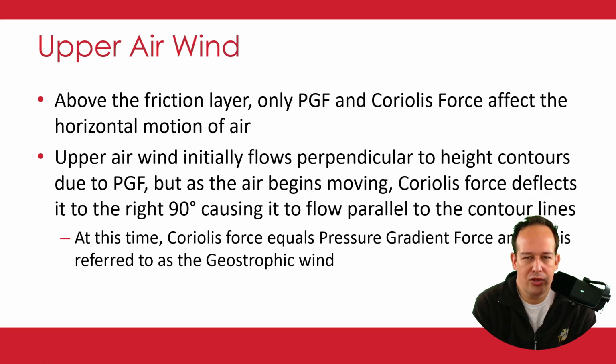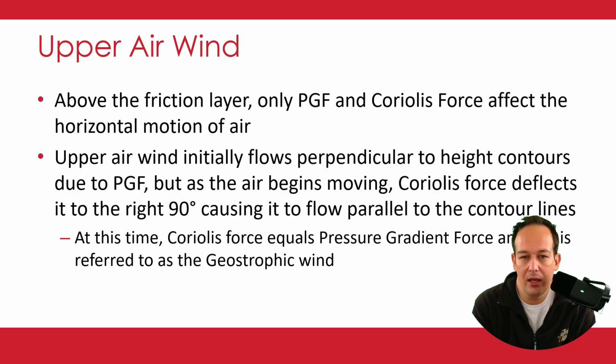So for upper air winds above the friction layer, only pressure gradient force and Coriolis force affect the horizontal motion of air. An upper air wind initially flows perpendicular to the height contours, the isobars, due to pressure gradient force. But as the air begins moving, Coriolis force also deflects it to the right 90 degrees, causing it to flow parallel to the contour lines.